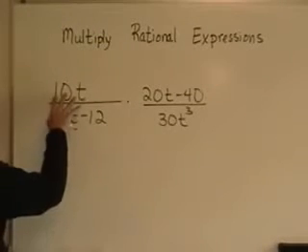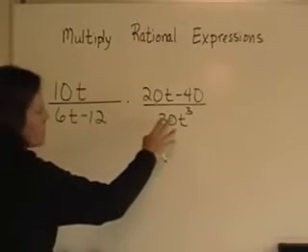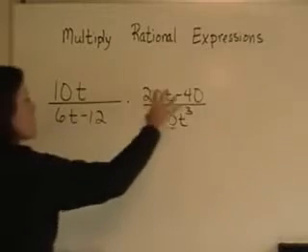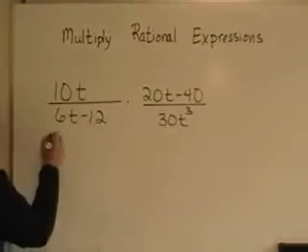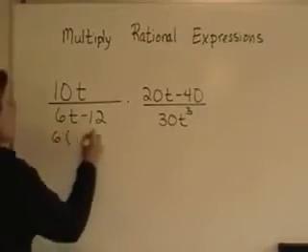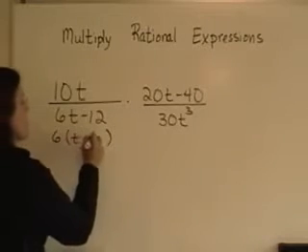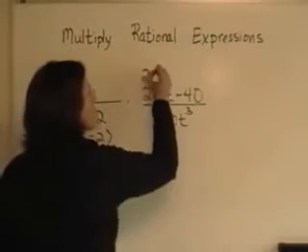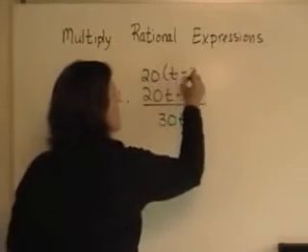You know, I could call this 2 times 5, and I could call this 2 times 3 times 5. I'm not going to do that. I'm only going to factor expressions that are two terms or more. In this case, a binomial, and I'm going to take the common factor of 6 out of those terms. And here I'm going to take a common factor of 20 out of those terms.